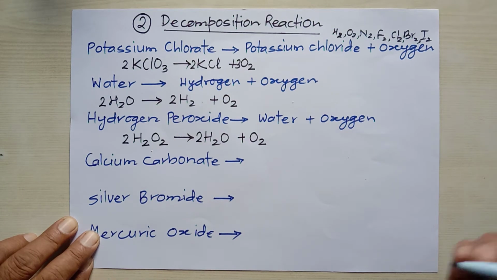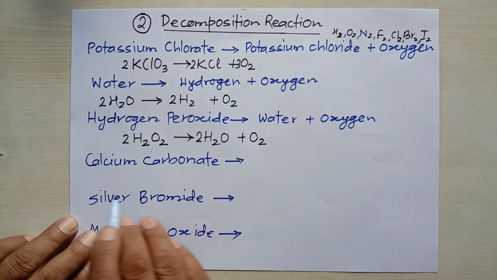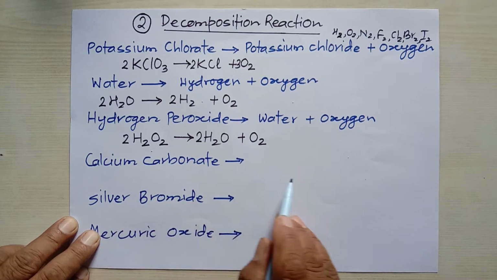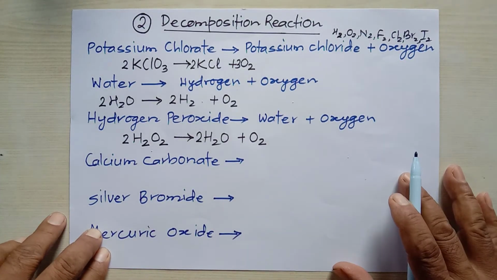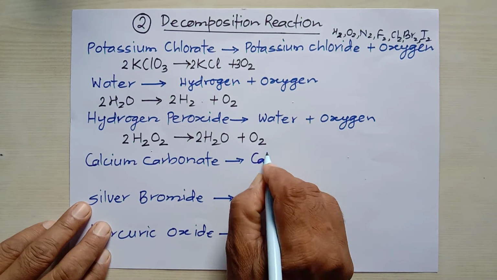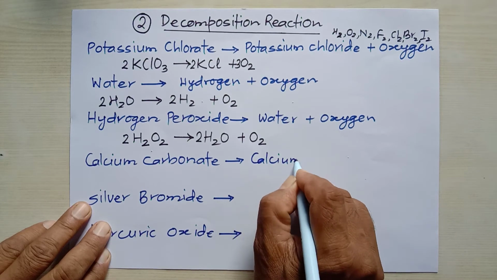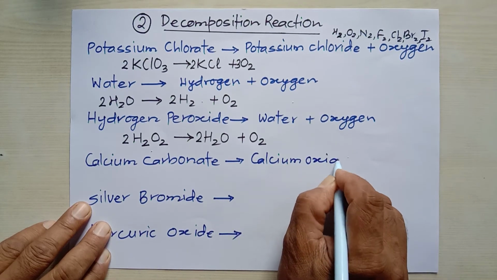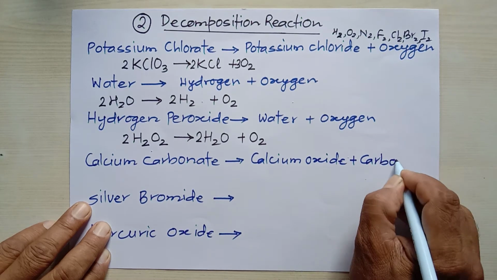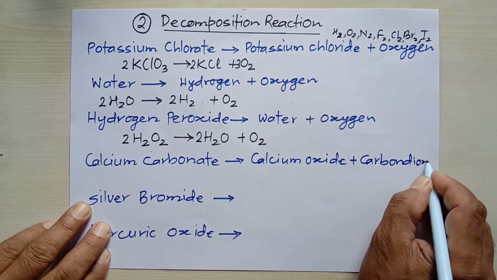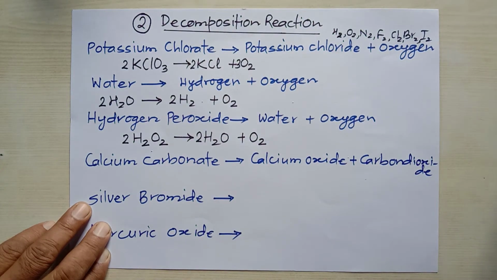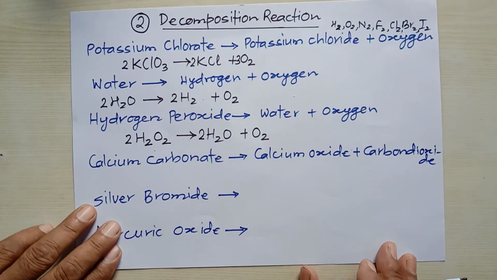Now, calcium carbonate is also called limestone. In the industrial method of preparation of carbon dioxide gas, this calcium carbonate is heated at high temperature and it decomposes to calcium oxide and carbon dioxide gas. Now, this is the complete word equation.